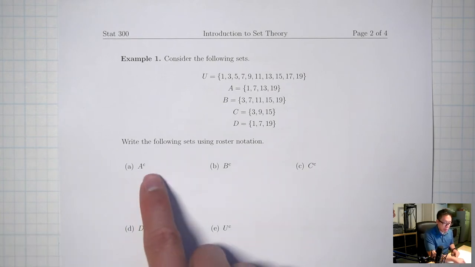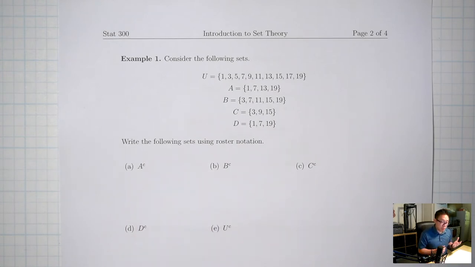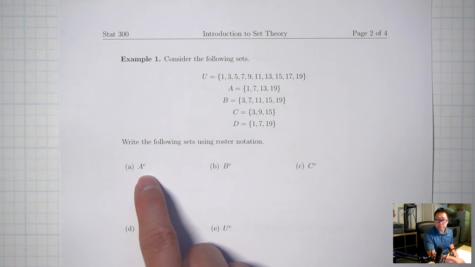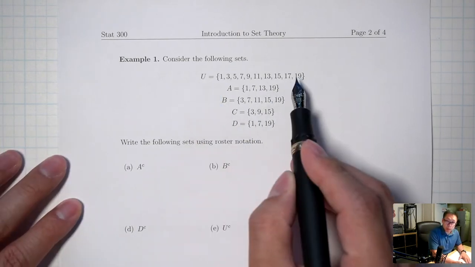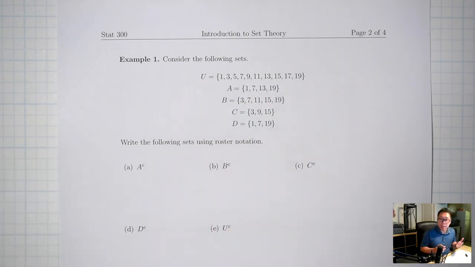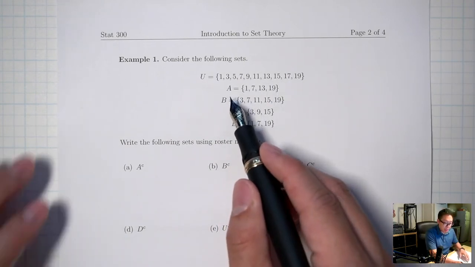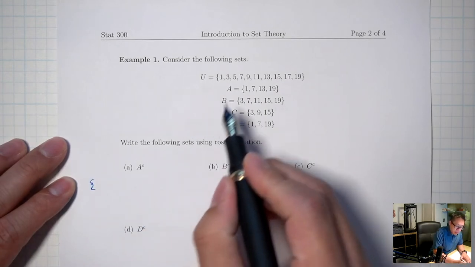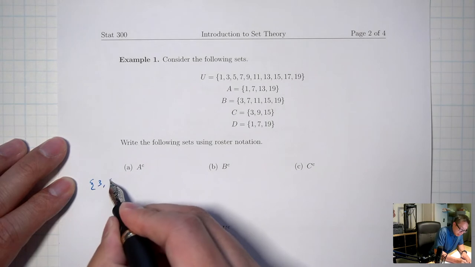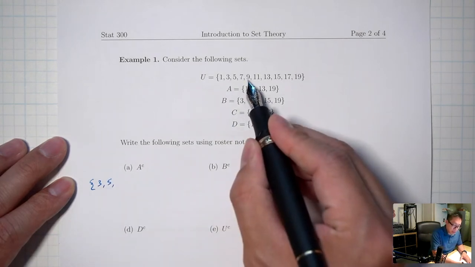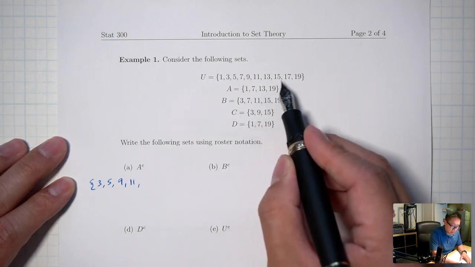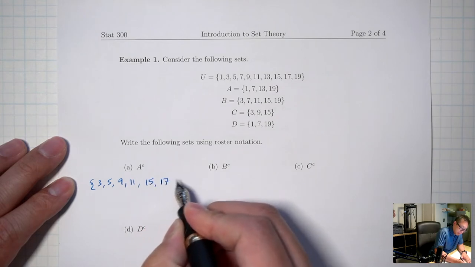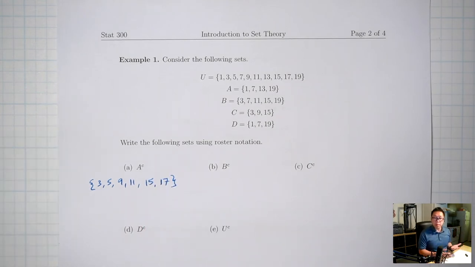First one here is A with a superscript of C. That means A complement. So that just means I want a list of all the numbers that are not in A. So here's A: 1, 7, 13, 19. So I want everything that's not in A. So go through your everything, which is your universe, your universal set U, and just pick out all the numbers that are not in A. Looks like 3 and 5 are not in A. What else is not in A? 9 and 11. What else? 15 and 17. That's the complement of A.